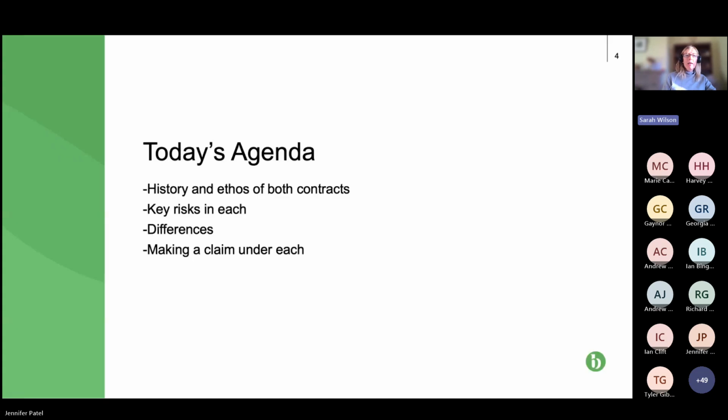Yeah, lovely. So what we're going to be looking at is a history and the ethos of both of the contracts. And then we'll move on to how they are formatted, so what the indexes look like, what the clauses look like, etc. And some of the risks in each and the differences between them. We'll pretty much cover those issues all together as we proceed with the slides. So if we can move on to the next slide, please, Jen.